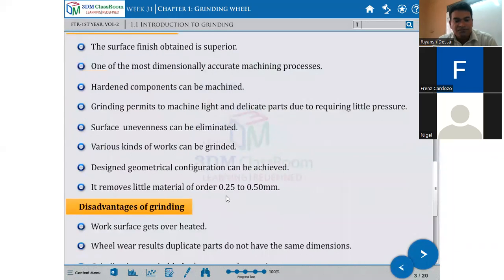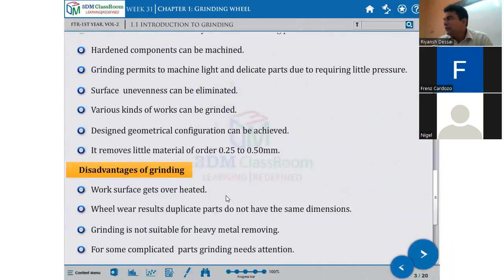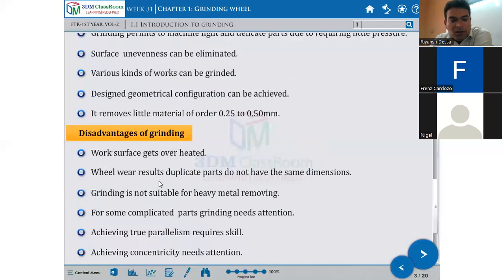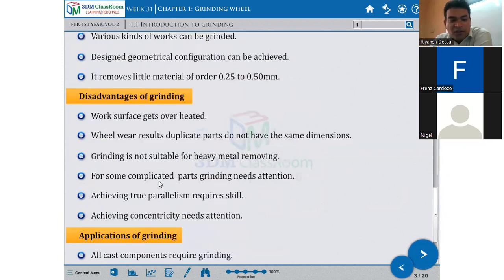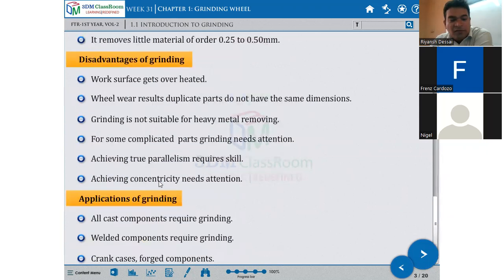There are disadvantages also in grinding. The work surface gets overheated, wheel wear results, duplicate parts do not have the same dimension. Grinding is not suitable for heavy metal removal, and for some complicated parts, grinding needs attention. Achieving true parallelism requires skill, and achieving concentricity needs attention. So this all depends on the skill.